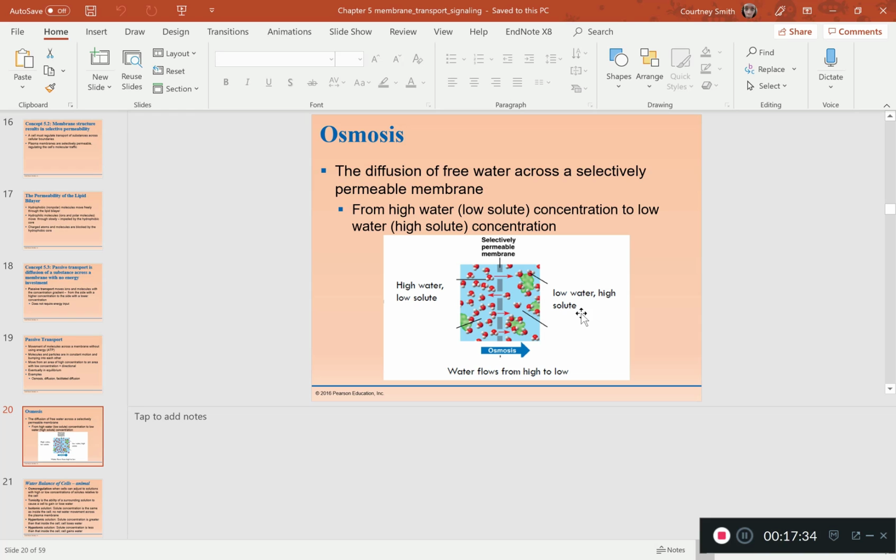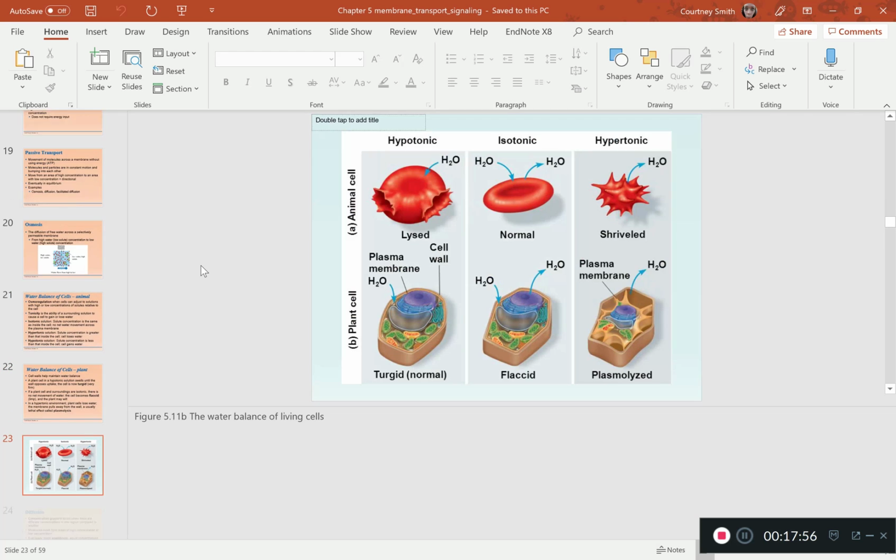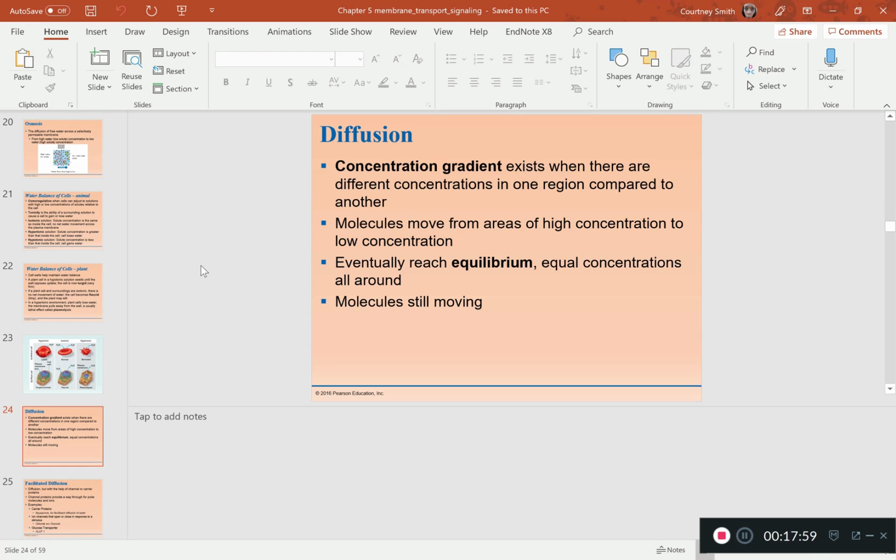Okay, so passive transport includes osmosis, diffusion, and facilitated diffusion. All of these have to do with concentration gradients in the direction of high to low. Osmosis specifically deals with water, whereas diffusion deals with concentration gradients of molecules other than water. The movement is still from high to low, but it is pretty much any molecule except water.